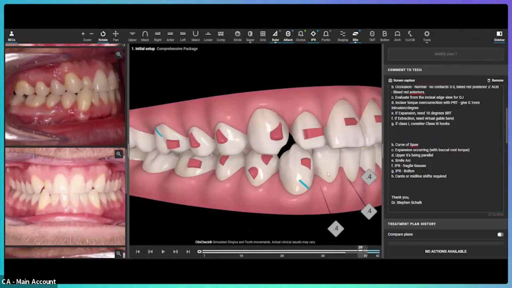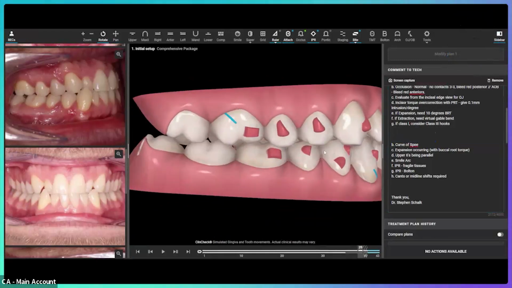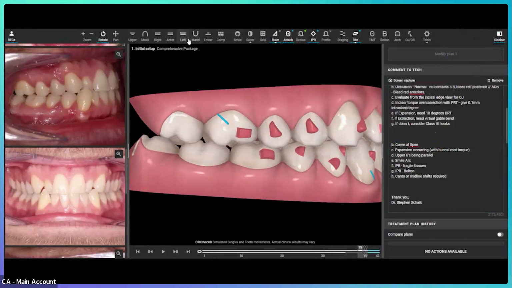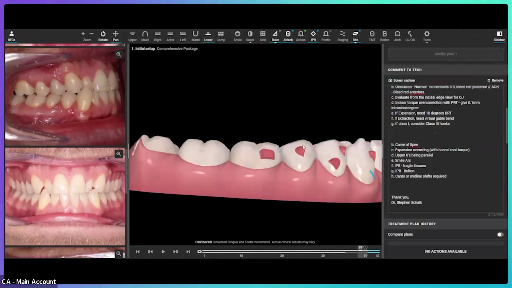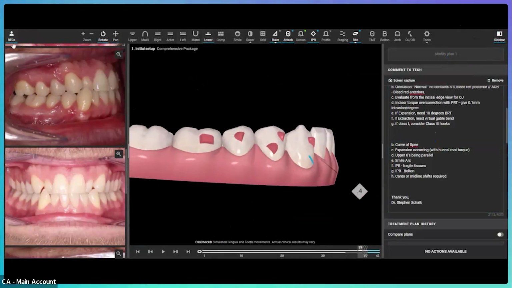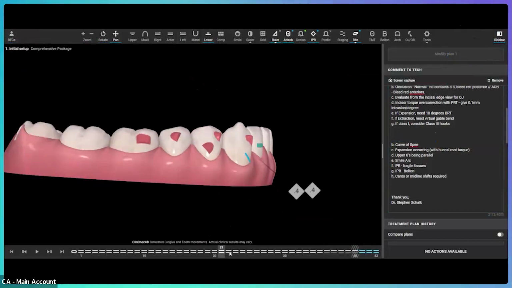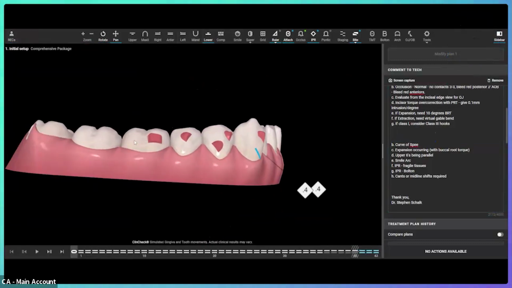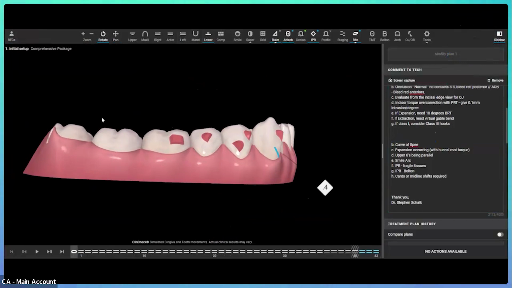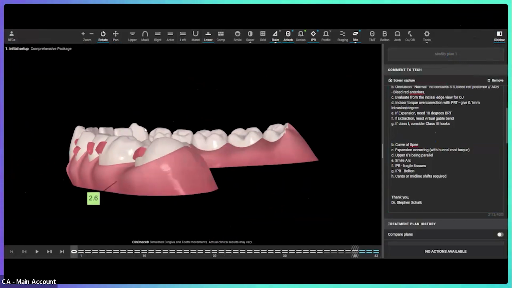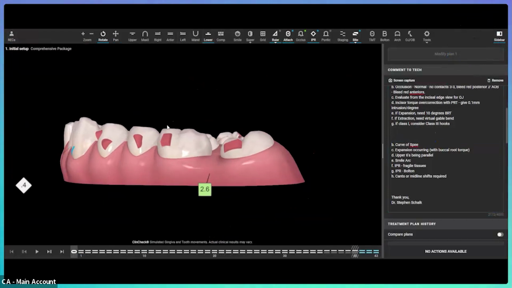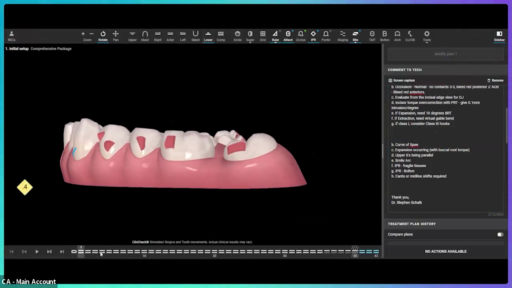Now we'll talk about why we're using these elastics in just a moment, but the next thing I'm going to look at is the curve of Spee B. So let's get rid of the photos. We don't really need those right now. When we compare at the beginning of treatment, is there a significant curve of Spee B? Not really. The lower incisors do sit a little higher than the molars, but we don't have a significant curve of Spee B.